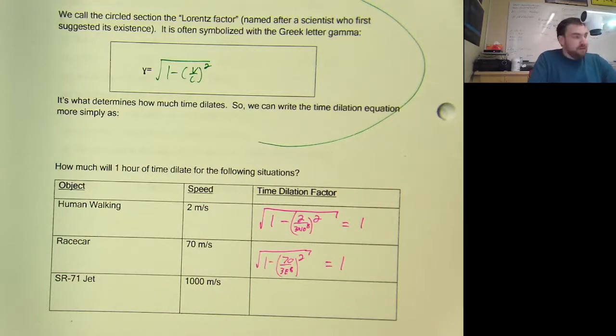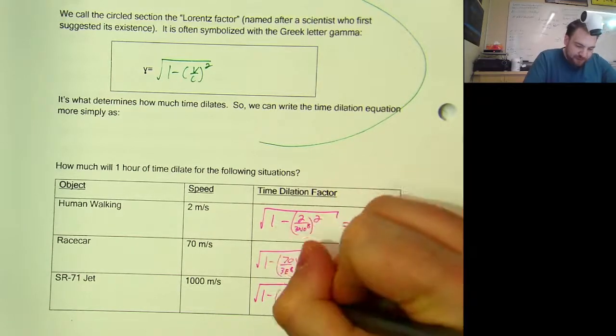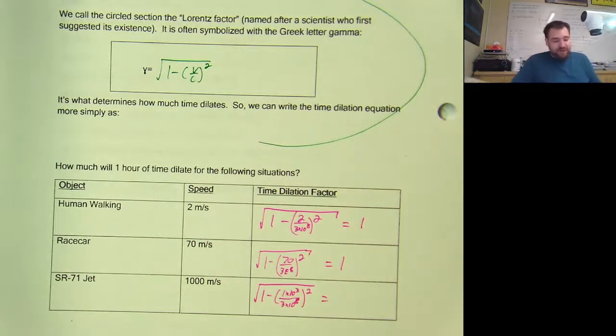The SR-71, the fastest man-made production jet, which they have sitting at the Seattle Flight Museum, is an awesome jet. Even that one, we can start running these numbers here. 1 minus 1 times 10 to the 3 over 3 times 10 to the 8, and we're going to square that. I'll run the numbers for us. It's very small. We're going to square that, and 1 minus our answer is just 1.